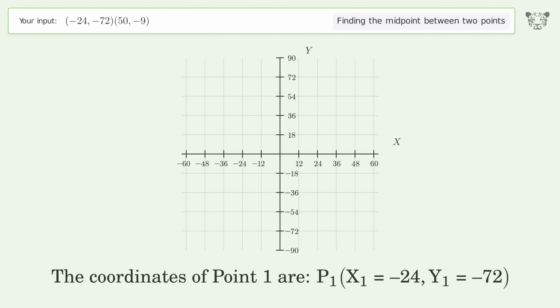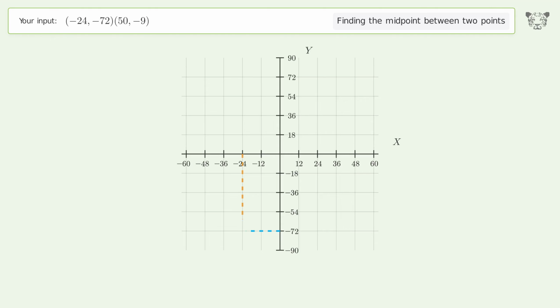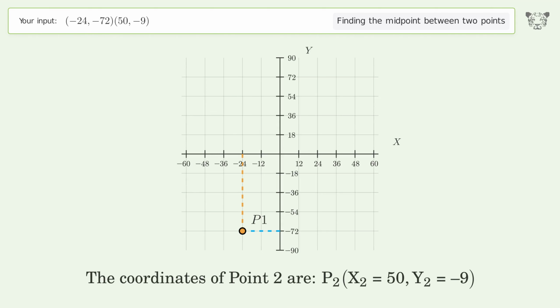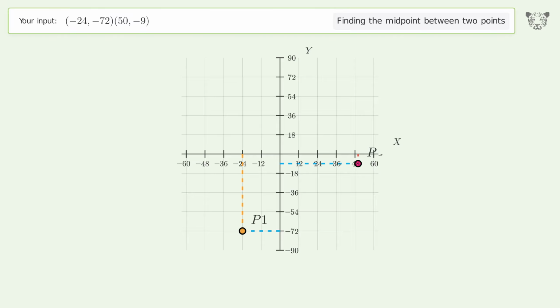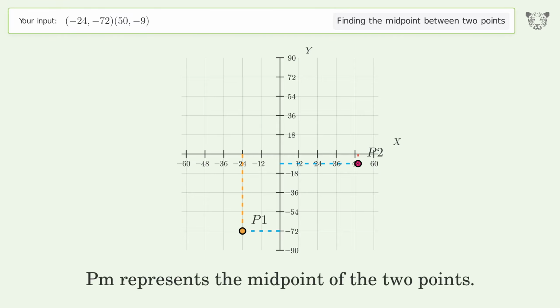The coordinates of point 1 are, x1 equals negative 24, y1 equals negative 72. The coordinates of point 2 are, x2 equals 50, y2 equals negative 9. PM represents the midpoint of the 2 points.